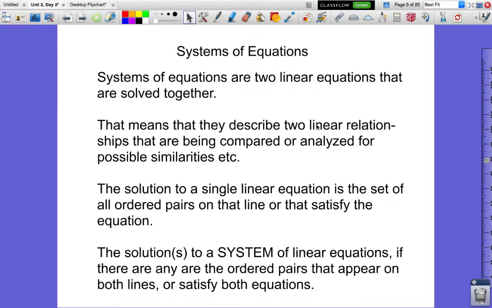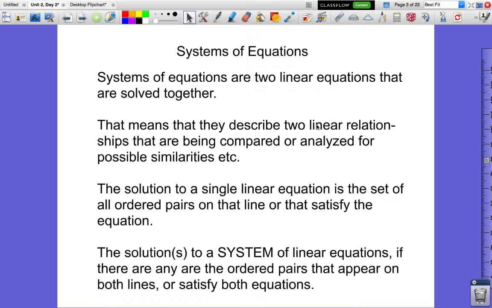We're going to start talking about systems of equations. So far we've been talking about linear equations that have two variables. We've talked about point slope, slope intercept, etc. In systems of equations, there are two linear equations that are solved together.